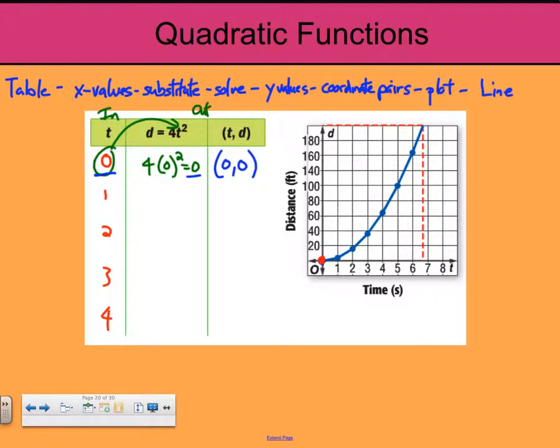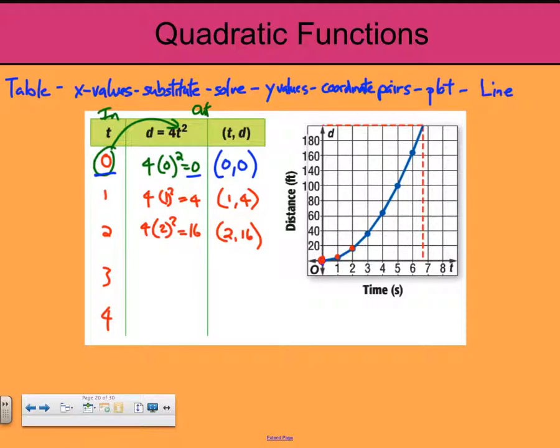Now I'm going to continue to work quickly through the rest of the table. All right, so here I'm going to have 1 squared times 4, and that's going to be 1 times 4, which is 4, which is going to give me a coordinate pair of (1, 4). Plot that point on the graph. Then if I use 2, I have 4 times 2 squared, which is 2 times 2, which is 4, times 4 is 16. So I have the point (2, 16). Let me go ahead and plot that one right here.